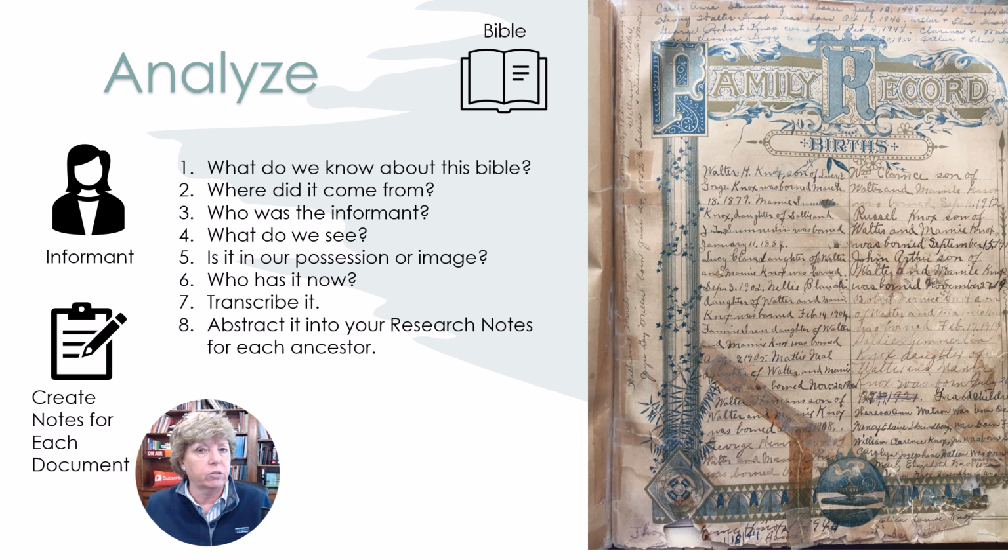Let's talk about abstracting that information. So normally what we do is we transcribe exactly as we see it. In this case, it would probably go straight to an abstract unless there was some narrative or extra information found within the pages. Sometimes you find documents, lockets of hair, I mean, all kinds of things, cards, gift cards, that you might find in the pages within the Bible. So you want to abstract that information into your research notes for each ancestor. That's a lot of work.